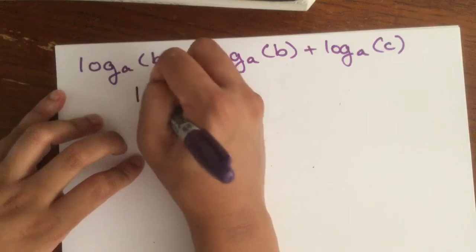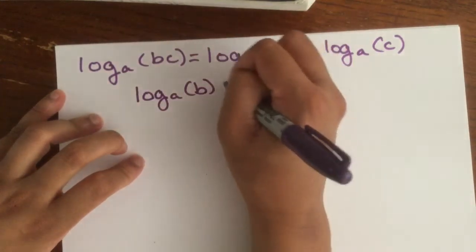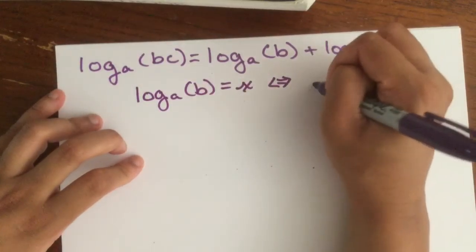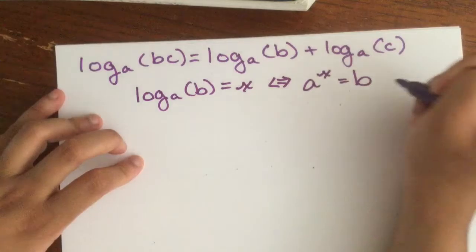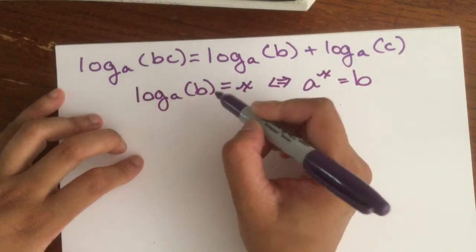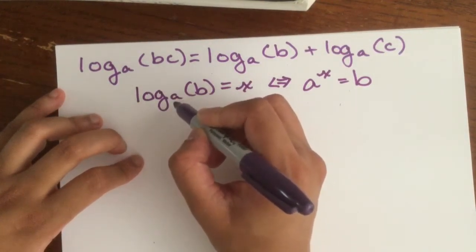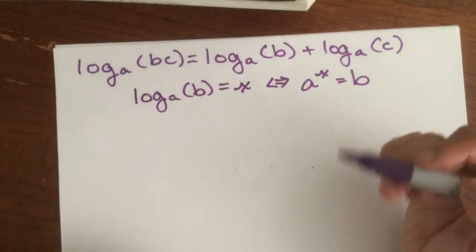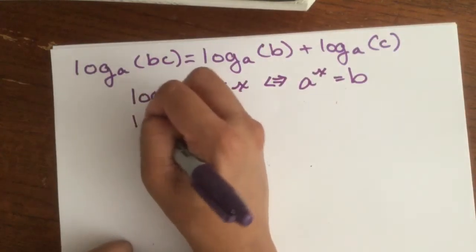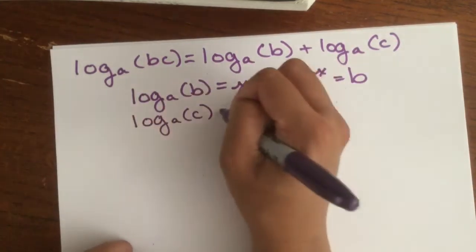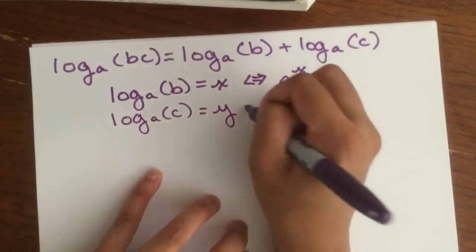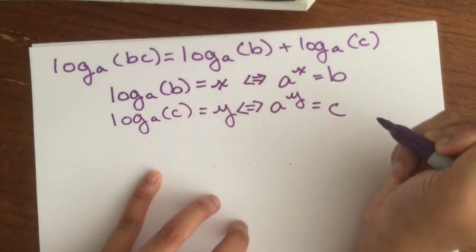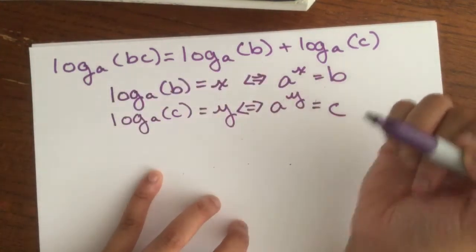Well, log base A of B is equal to some number, call it x, if and only if A to the x is equal to B. So whenever you have log base A of B, it's asking what exponent do you need to raise A to get B. So the answer is x, whatever that is. Similarly, if we have log base A of C is equal to y, this means that A to the y is equal to C. Now, let's talk about BC.